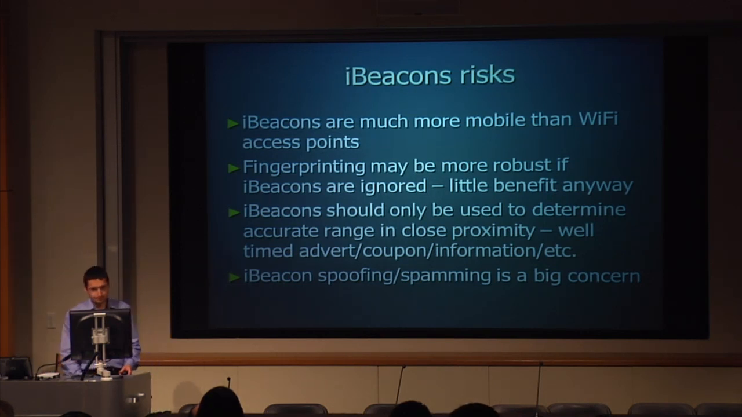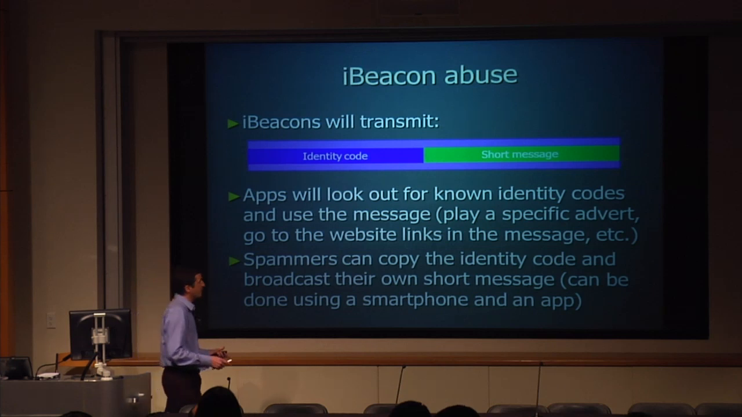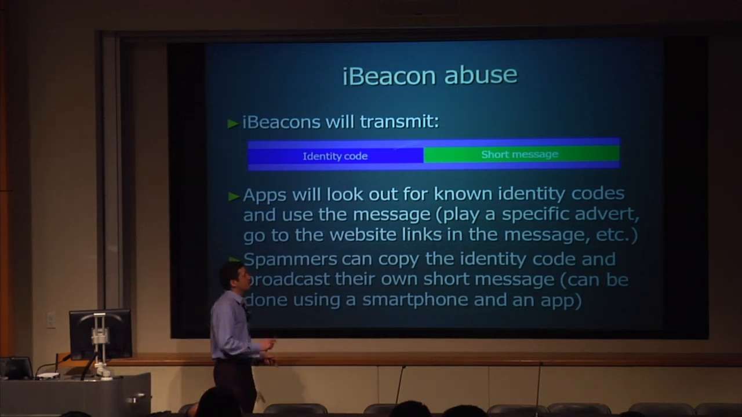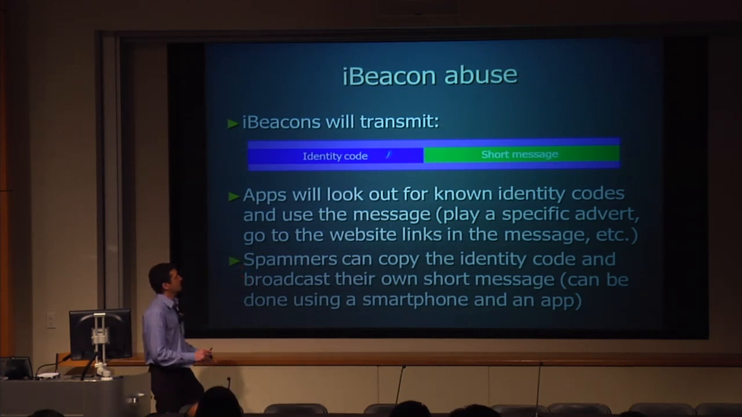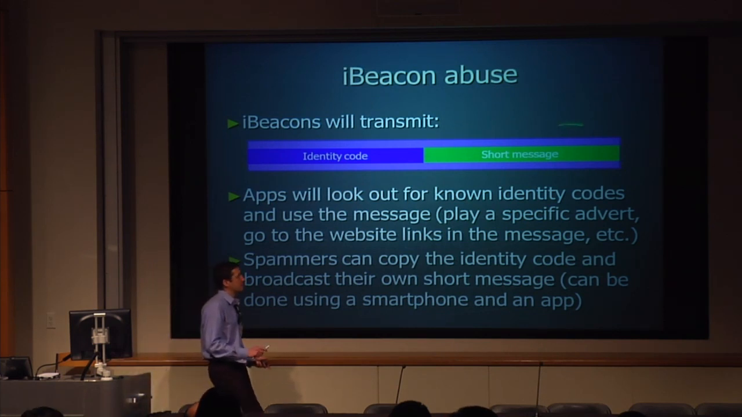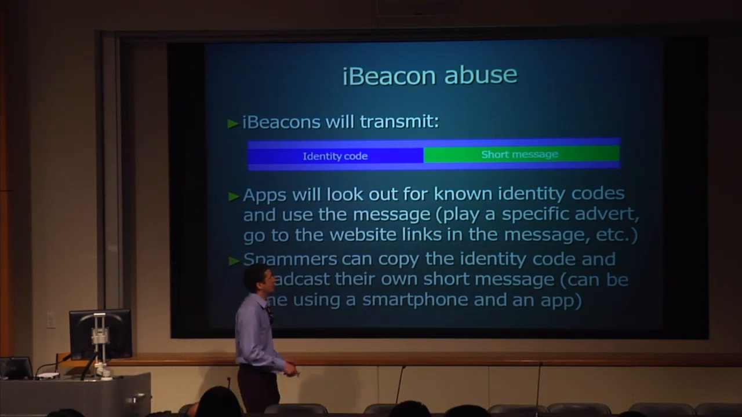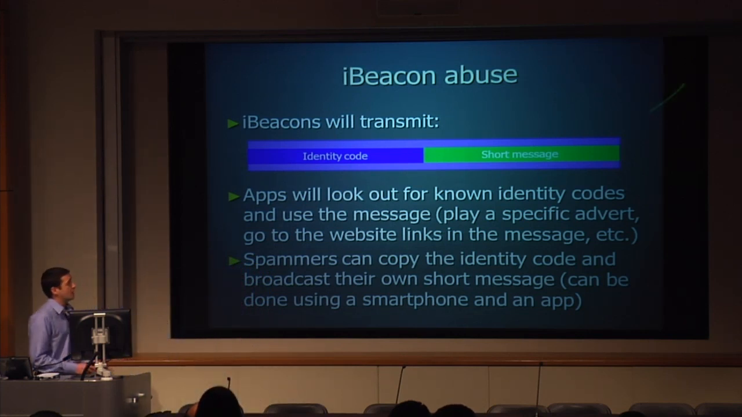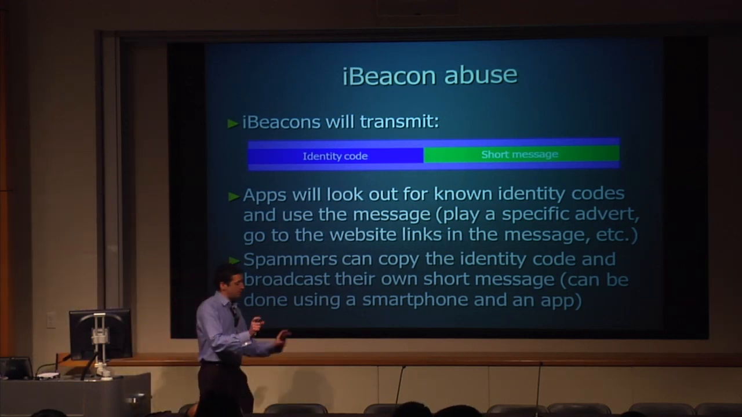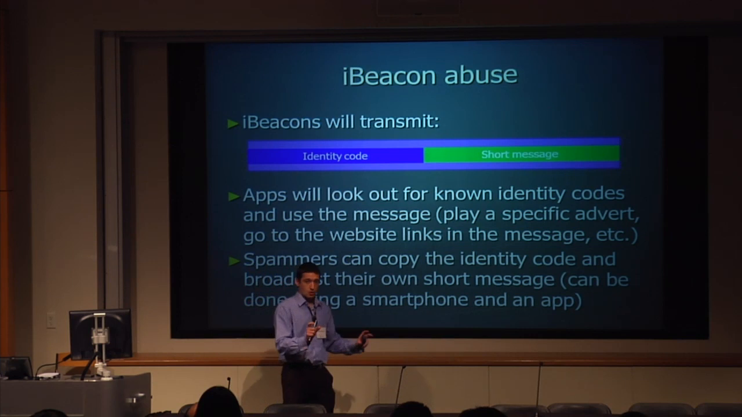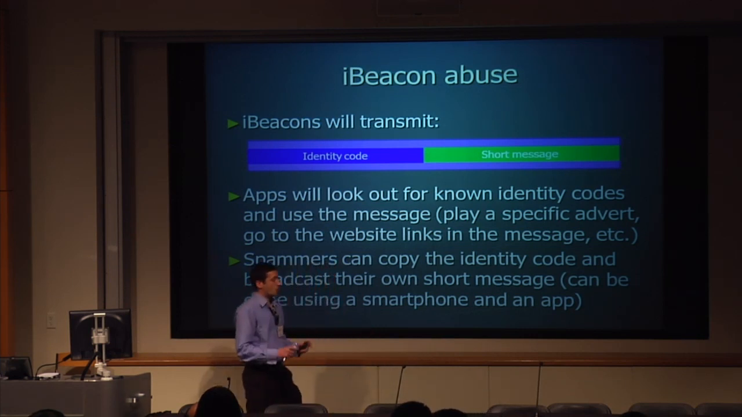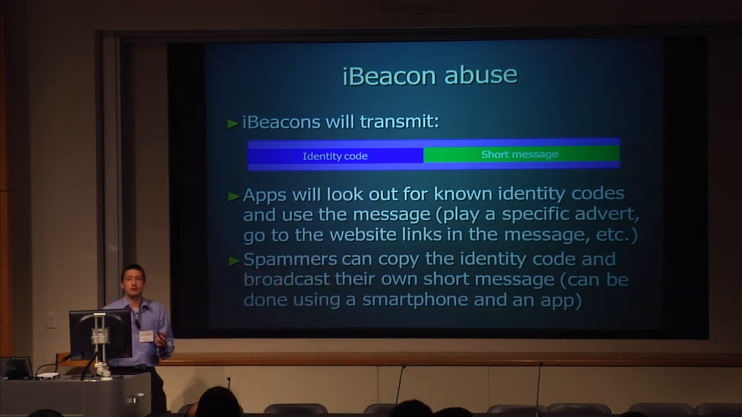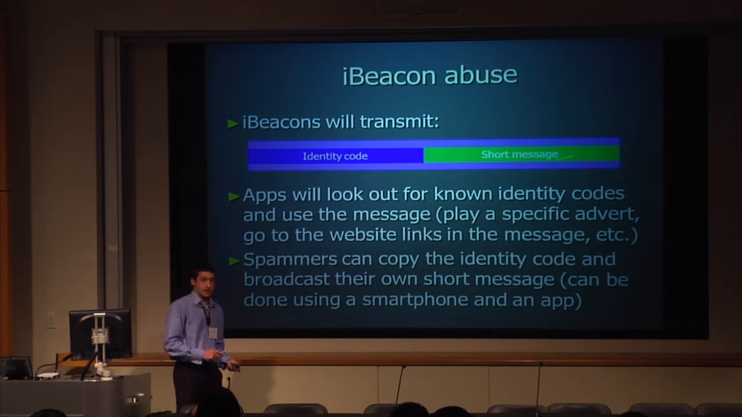Spoofing and spamming. Okay, there's a real risk of iBeacon abuse. This is what an iBeacon message looks like. There's an identifier at the front, and then there's a little message, as I said, maybe 16 characters that you can squirt out. The right way to use iBeacons is to have a coded message that your app looks for, looks at, and goes, right, I'm going to load this picture or this movie or do something with this little piece of information. What is a real concern is if people don't understand how to use this properly and put a tiny URL web link here.